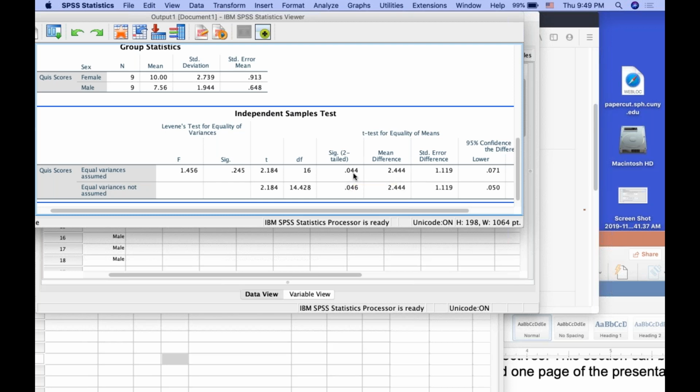Okay? Makes sense? If this had been bigger than 5%, if it had been like 8% for significance two-tailed, that's the p-value. If the p-value, in other words, the significance two-tailed, also known as the p-value, was bigger than 5%, we would have failed to reject the null hypothesis.